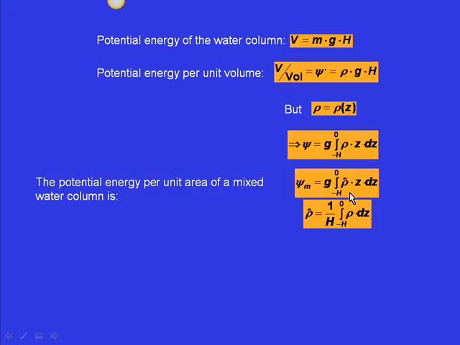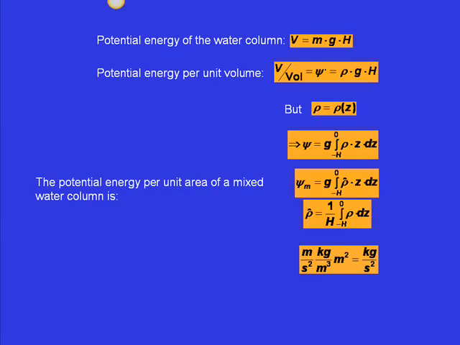And for a mixed water column, we have that the potential energy per unit area is given by this expression. Notice that the rho hat is the average density in the water column. The integral of the density throughout the water column divided by the depth, that's the average density. So in essence, what we want to find out is the difference between these two potential energies. How much energy do we need to convert this one to that one? That's what we need to do.